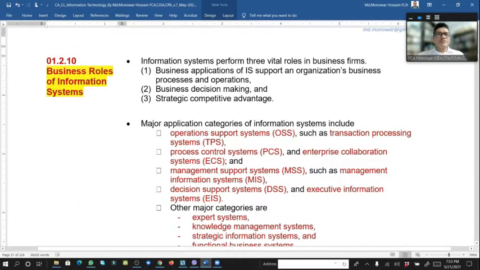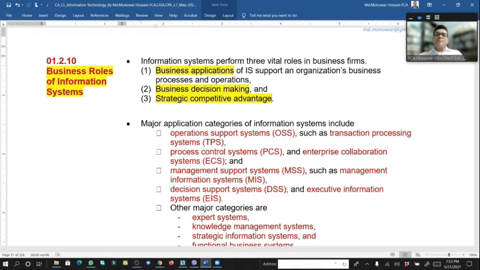Now the business roles of information system. What are the roles? Information systems perform three vital roles in a business organization. Look here, three are: business application, business decision making, and strategic competitive advantages. So business application of information systems supports an organization's business process and operation for achieving the goal of the organization. And business decision making is for taking the proper decision in a timely manner, and achieving the goal of the organization.